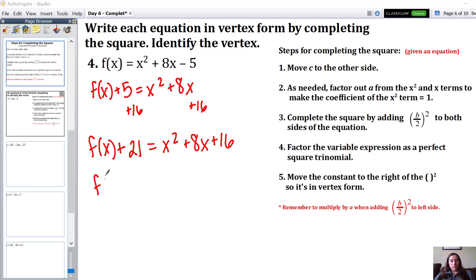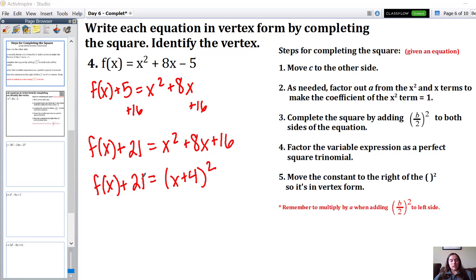So now we have f of x plus 21 equals, since it was 4 and 4, they're the same number, I'm going to put x plus 4 squared. I'm not going to put x plus 4, x plus 4. I want that squared there. This is always going to be a perfect trinomial. That's why we're doing it the way that we're doing it.